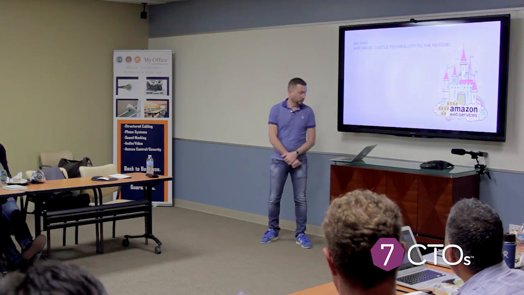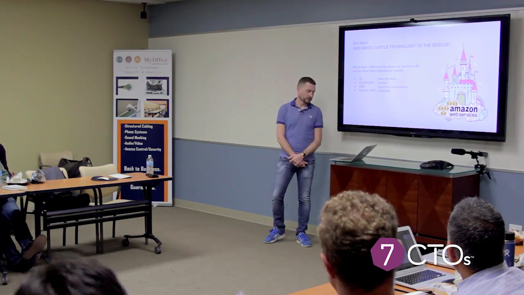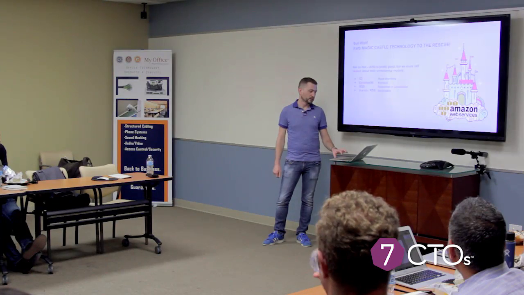And so we could have magic castle technology come to the rescue in the form of Amazon Web Services or GCE or what have you, and make it their problem, right? That's a pretty good solution. And the tricky part is that while AWS is pretty good and it does solve a lot of problems and makes a lot of things easier, we still have to think about consistency models in order to really conceptualize our systems thoroughly and properly and try to avoid the weird behavior that we want to mask from the users as much as possible. And so we've got a couple of examples here of the different consistency models in AWS.